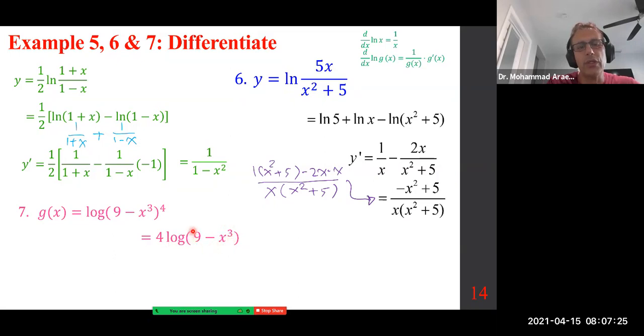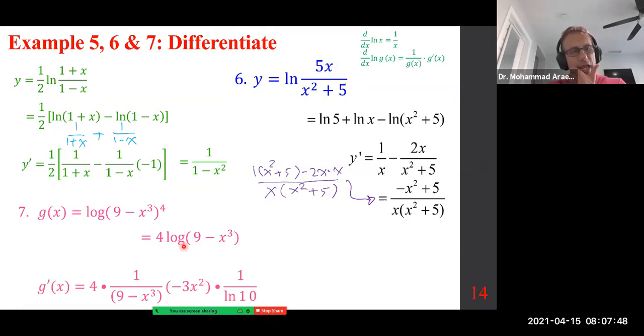By the chain rule, we need the derivative of the parentheses or the argument, which is negative 3x squared. Then this is log, this is not ln. That means we don't have a base e, we have a different base, namely common log base 10. So 1 divided by ln 10 by the change of base formula.